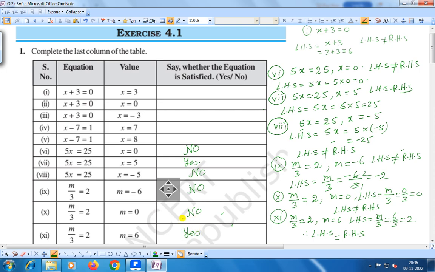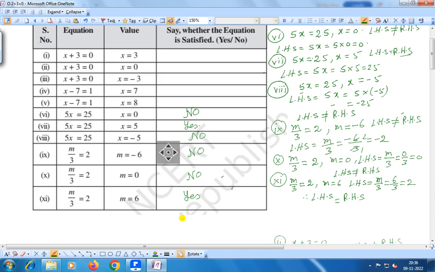In this way, you have to find the left hand side and right hand side and check whether they are equal or not.